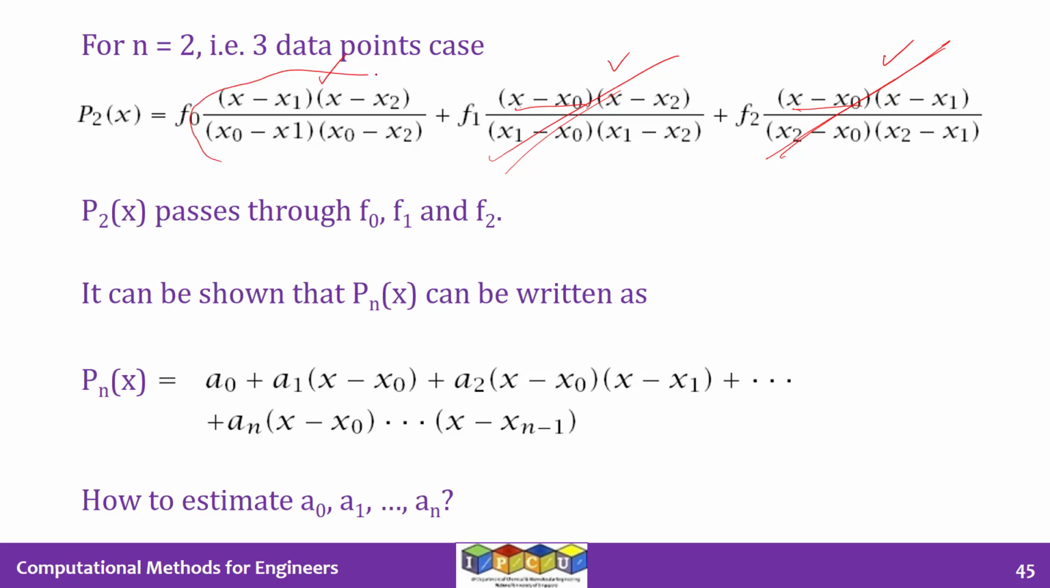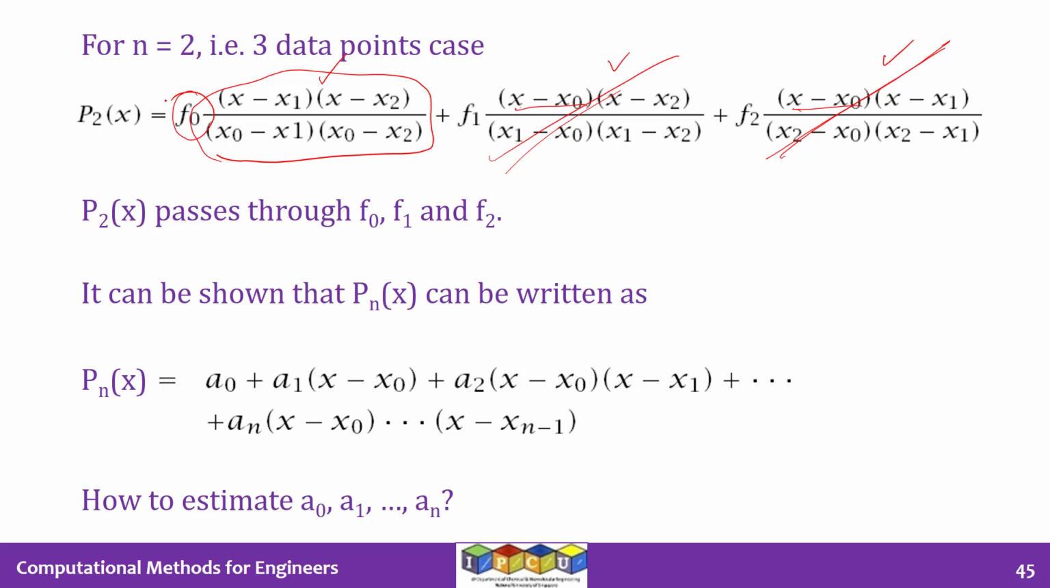So the numerator and the denominator will be the same. Therefore, you will have only f0. So at x is equal to x0, p2 of x is equal to f0. Therefore, the polynomial p2 of x as written here passes through f0.